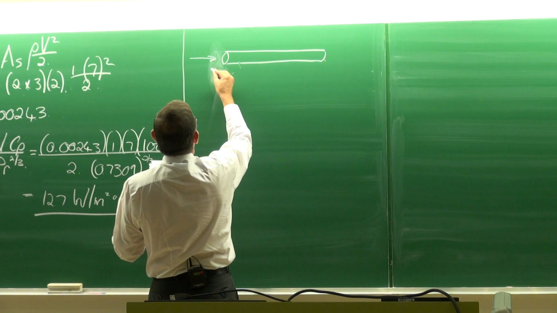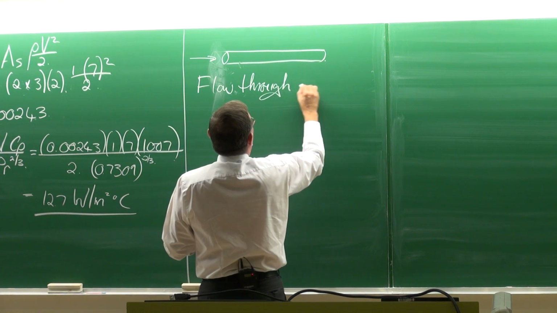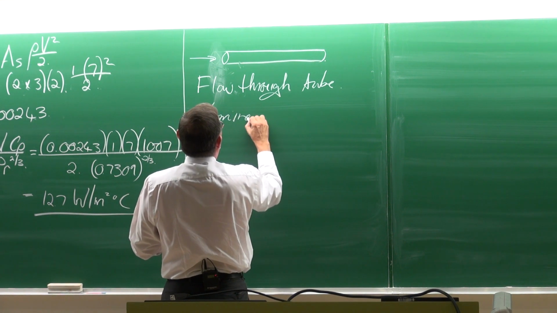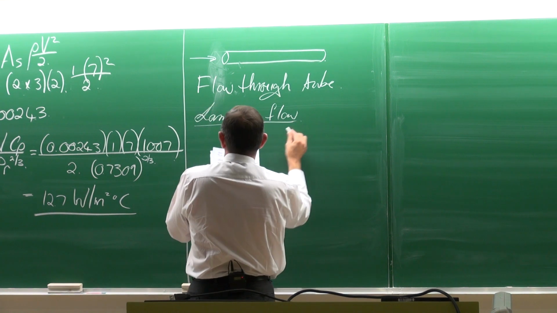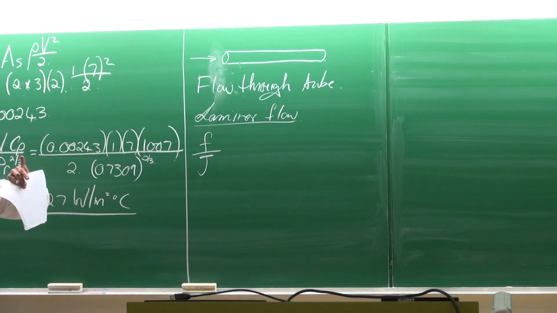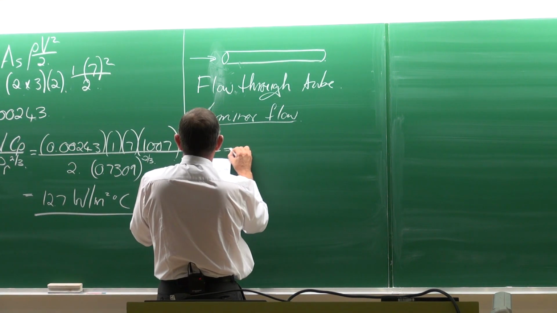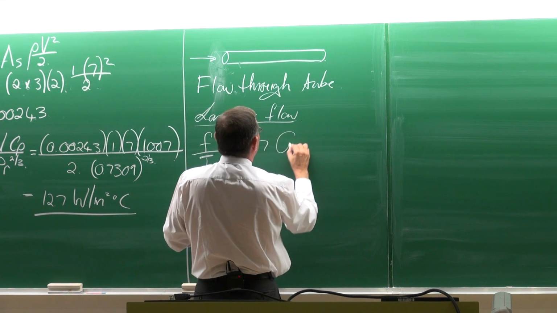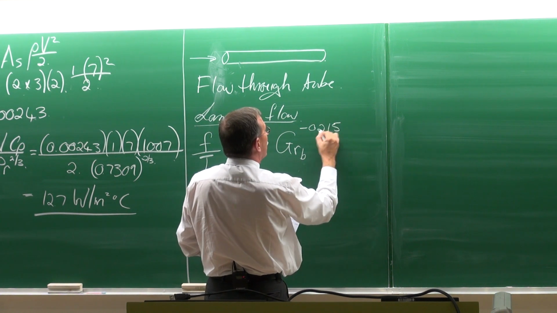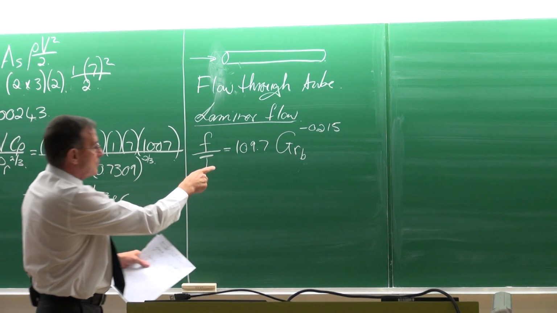So for flow through a tube, for laminar flow, F divided by J, and you will see the J is like that, it means the average value, the average J, it is not at a specific point, is equal to 109.7 multiplied by the Grashof number to the power of 0.215, and it is the Grashof number based on the bulk temperature. Now what is this Grashof number?